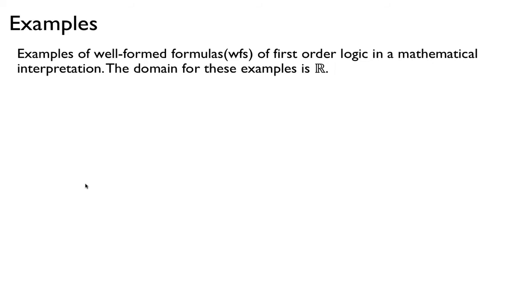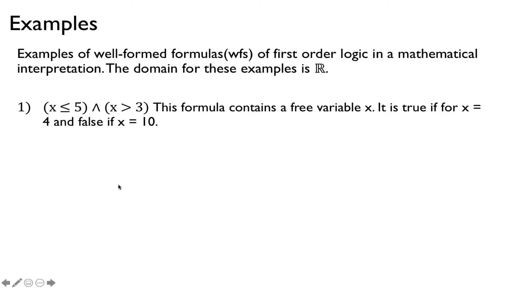So here are some examples of well-formed formulas of first-order logic in a mathematical interpretation or context. We're going to assume that the domain of these examples is the real numbers. So for example, here's a well-formed formula: x is less than or equal to 5 and x is greater than 3. Notice that this well-formed formula in first-order logic has a free variable. x is a free variable. And this statement is true for some x, and it might be false for others.